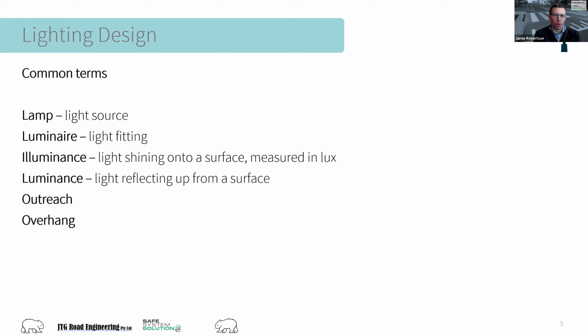Outreach refers to the bracket, or the sort of horizontal distance, that the lamp and luminaire extend from their mount, a pole of some type. The overhang is the amount by which the luminaire overhangs the curb. Now, it's desirable that the luminaire or the light source does overhang the curb in order to illuminate the curb. So that can influence our choice of outreach bracket length.